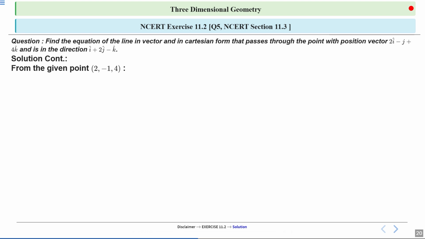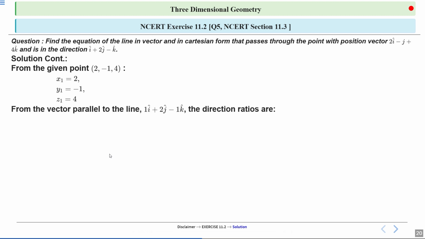From the given point, which is 2, minus 1, 4, we have identified the coordinates that the line passes through. So this is our starting point for the line. Here x1 equals 2. This is the x coordinate of the point on the line. Next, y1 equals negative 1. This is the y coordinate of the point. And z1 equals 4. This is the z coordinate of the point.